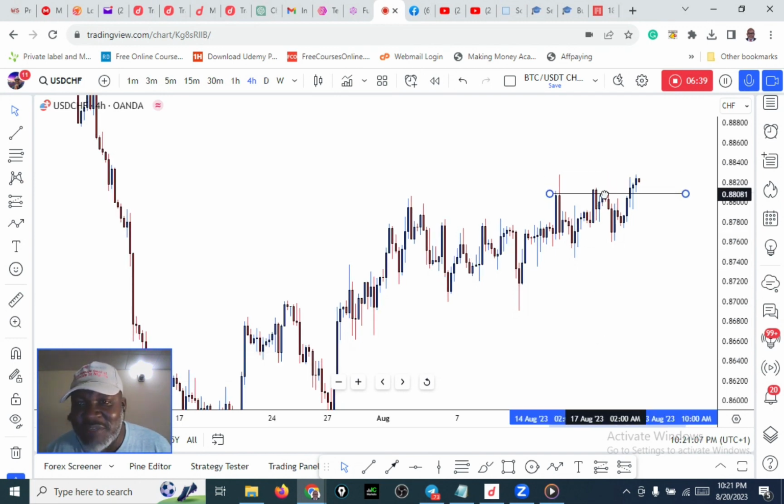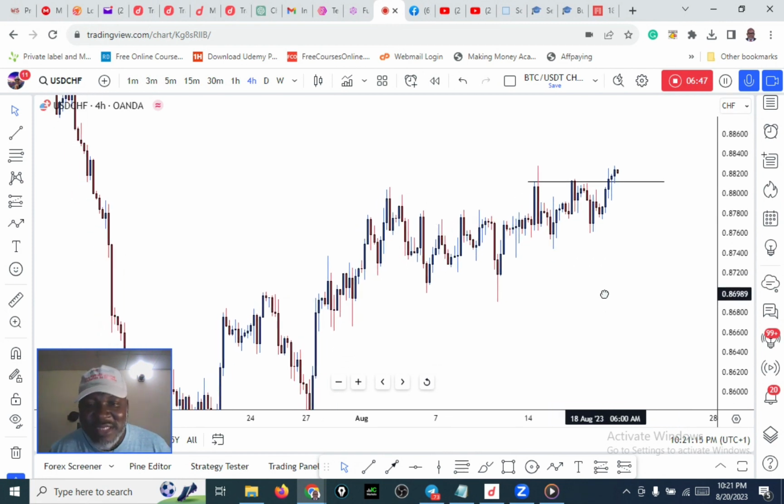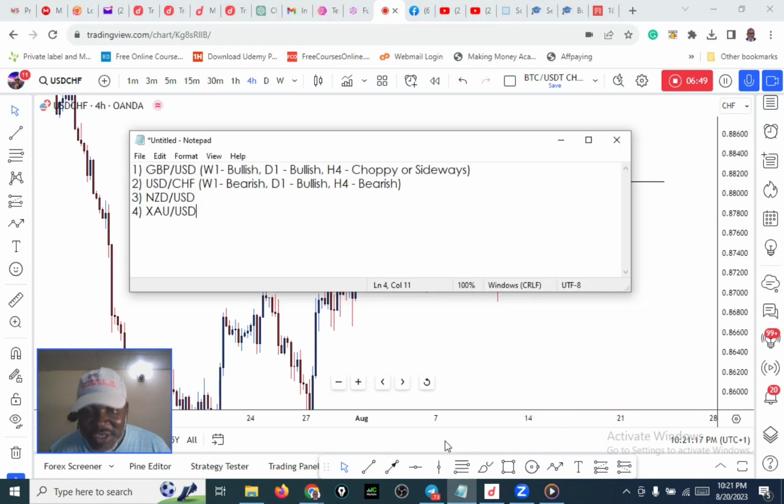Look at it, it broke this previous high. All right, so price closed above this previous high. So for me, this market is bullish. So we'll come back here and change this to bullish. The market is bullish.